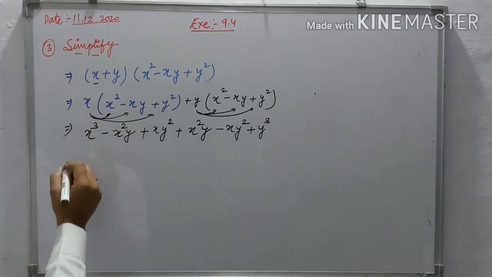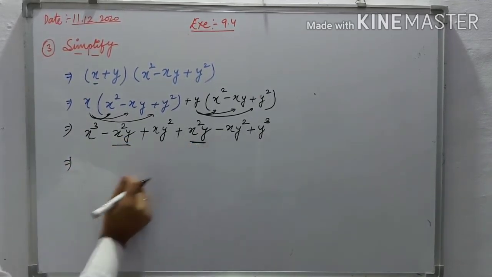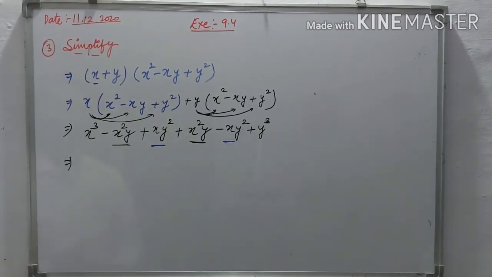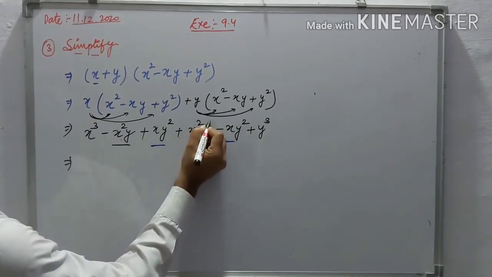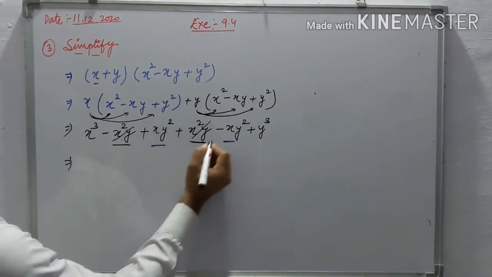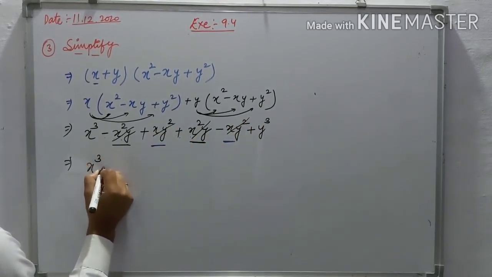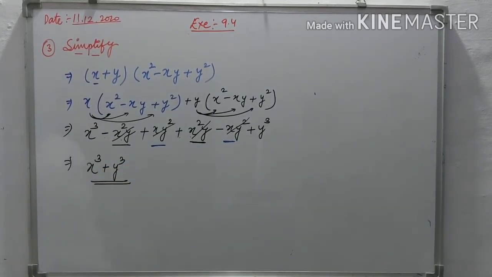Okay, now where is the x square y? Here is the x square y, and x y square and x y square, so that minus x square y plus x square y are cancelled, and plus x y square minus x y square are cancelled. Final answer is x power 3 plus y power 3. Okay, this is question number 6.